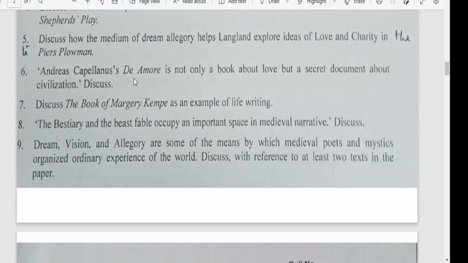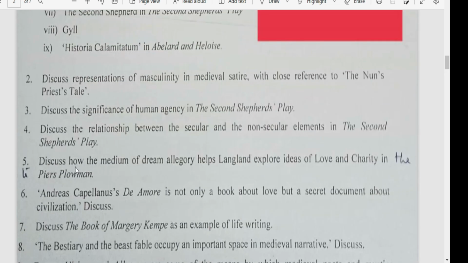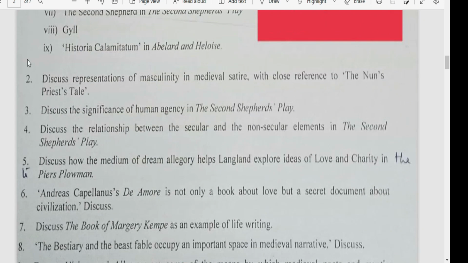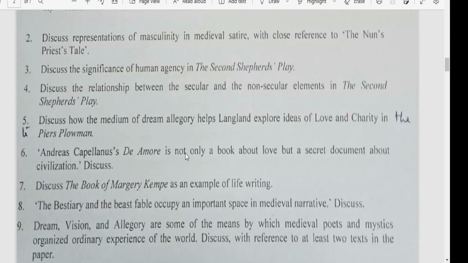Discuss how the medium of dream allegory helped Langland explore ideas of love and chastity in Piers Plowman. Andreas Capellanus' De Amore is not only a book about love but a secret document about civilization. Discuss the Book of Margery Kempe as an example of life writing. The bestiary and the beast fable occupy an important space in medieval narrative. Dream, vision and allegory are some of the means by which the medieval poets and mystics organized ordinary experience of the world. Discuss with reference to at least one text in the paper.